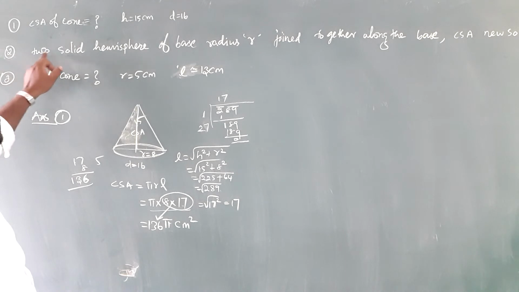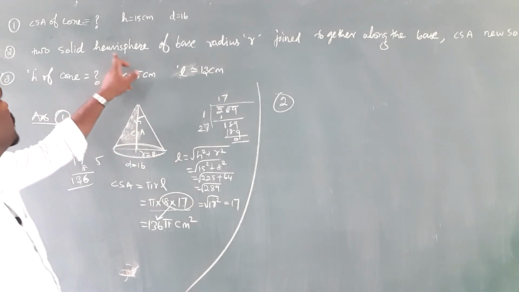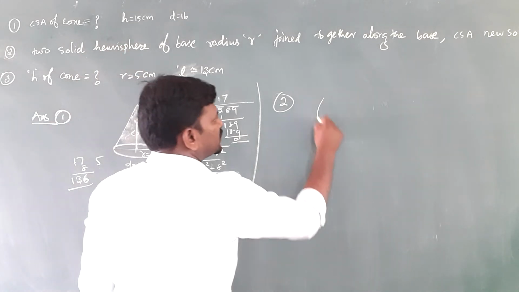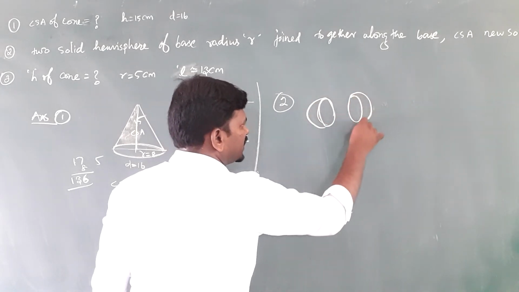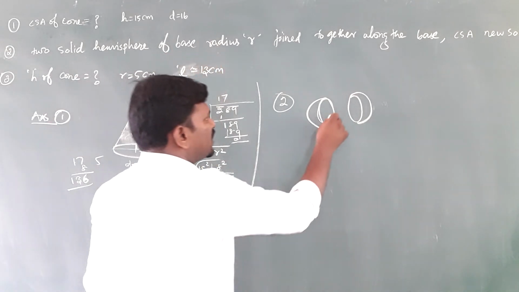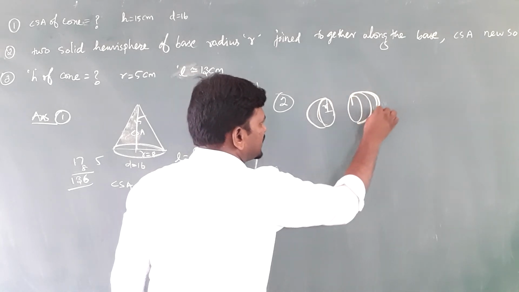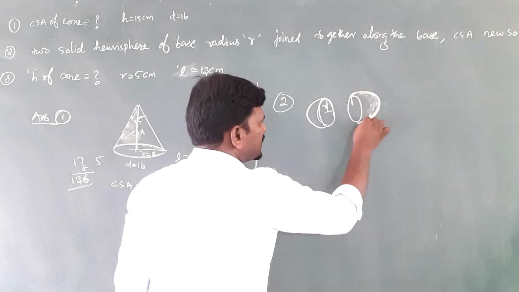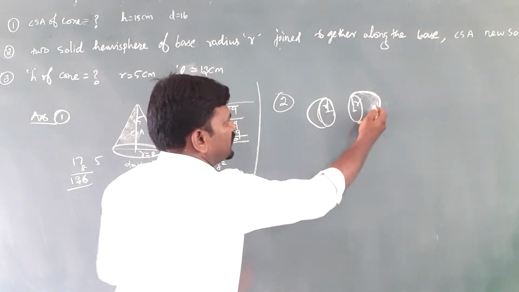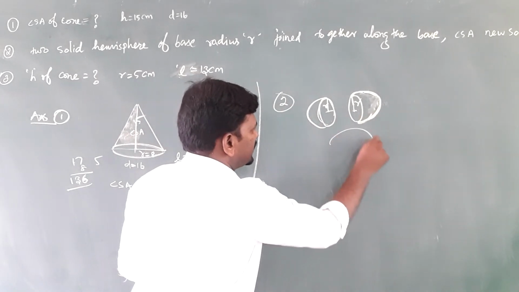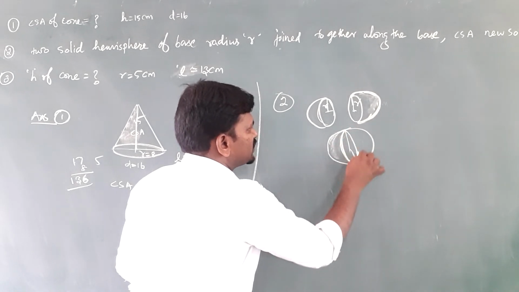Then look at the second one, 2 solid hemispheres. This is the second question, 2 solid hemispheres. So, this is one hemisphere, this is another hemisphere of base radius r, both the base radius are r. The bases of both the hemispheres are joined together. If we join together, what will it be? If we join, it becomes a sphere.